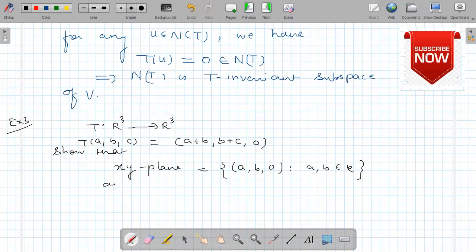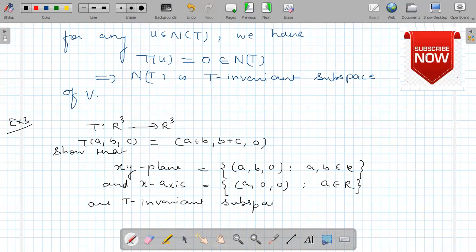And x-axis. How will you define x-axis? It contains the vectors of the type (a, 0, 0), a belongs to R. These two are T-invariant subspaces of R3. ये हमें शो करना है। It is very easy to show that these two are T-invariant subspaces.